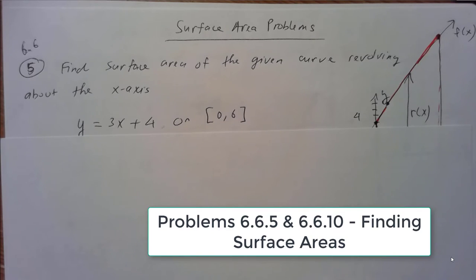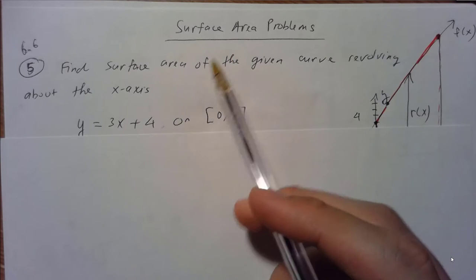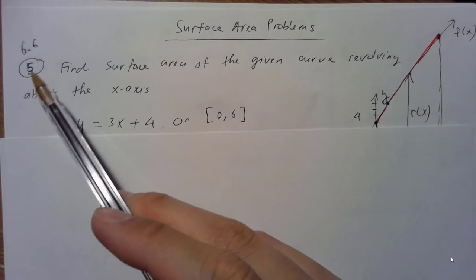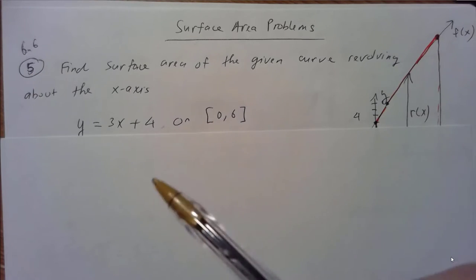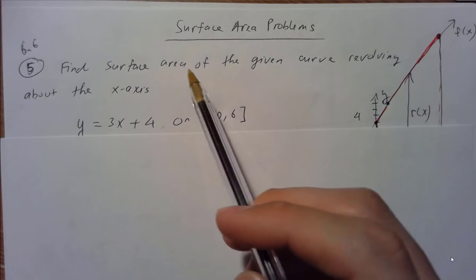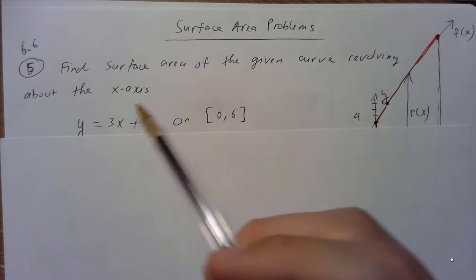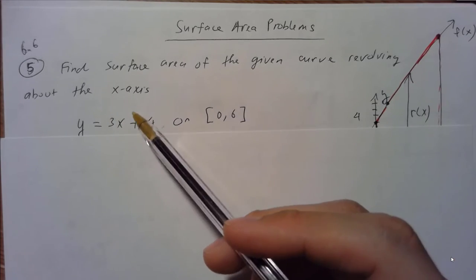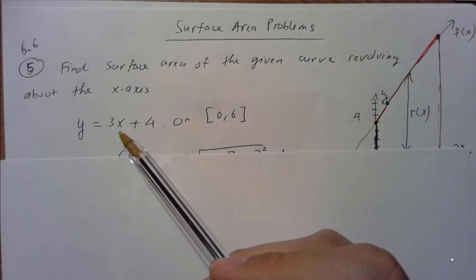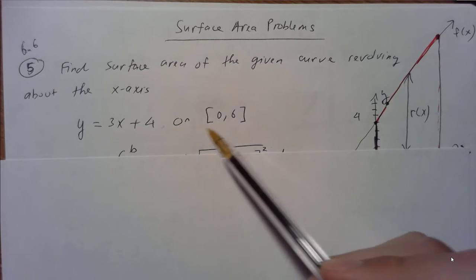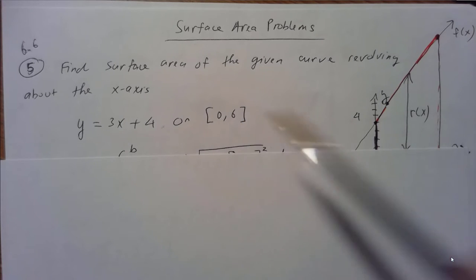Hi, in this video we are solving two more problems about surface area from section 6.6. The first one is problem 5. Find the surface area of a given curve revolving around the x-axis. The curve here is y equals 3x plus 4 on 0 to 6 on the x-axis.